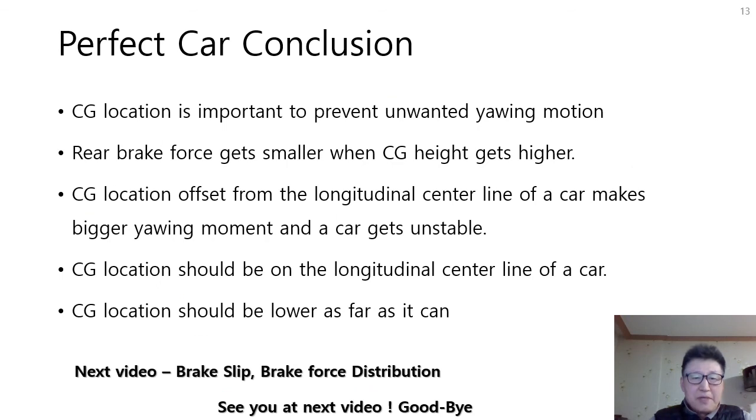Here we have a perfect car conclusion. CG location is important to prevent unwanted yawing motion. Rear brake force gets smaller when CG height gets higher. CG location offset from the longitudinal center line of a car makes a bigger yawing moment and the car gets unstable. CG location should be on the longitudinal center line of a car. And finally, CG location should be as low as it can.